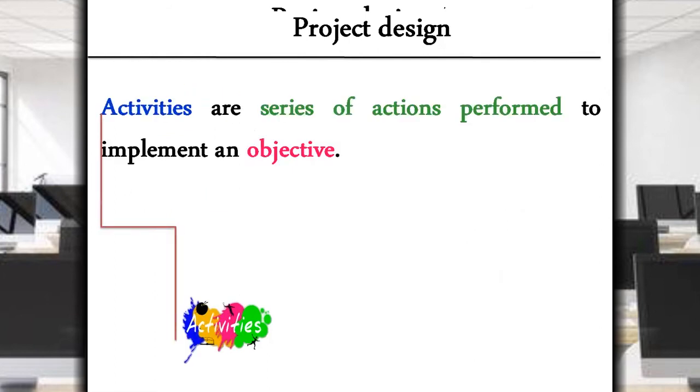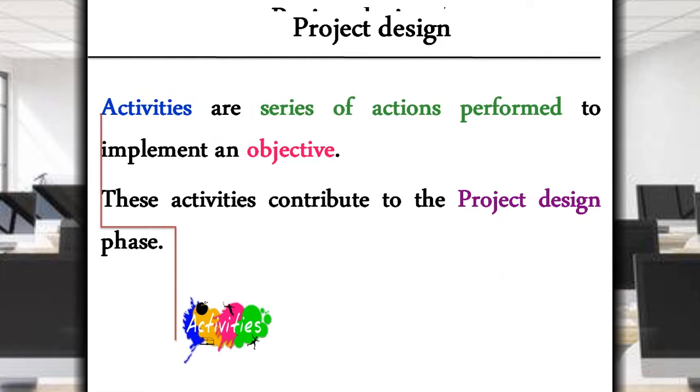Then activities: a series of actions performed to implement an objective. See, your goal is to reach Annanagar, and what bus you are going to catch, that is your objective. Activity is the series of actions performed to implement the objective. You have to start from your home, walk to your bus stand, then catch a bus, then go to Annanagar, get down and reach that particular place. So these are the things which are done in your project design.